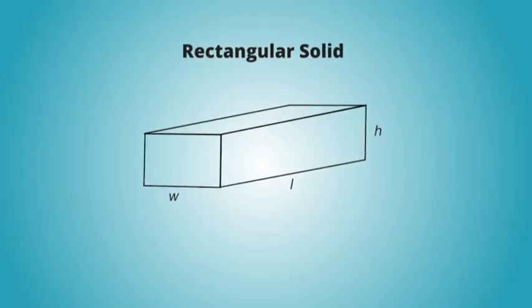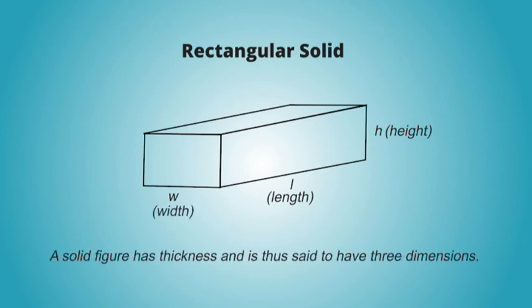Planar figures have flat level surfaces. They include the square, rectangle, triangle, rhombus, and circle. Irregular planar figures, on the other hand, are made up of planar figures. How about solid figures? A solid figure has thickness and is thus said to have 3 dimensions.